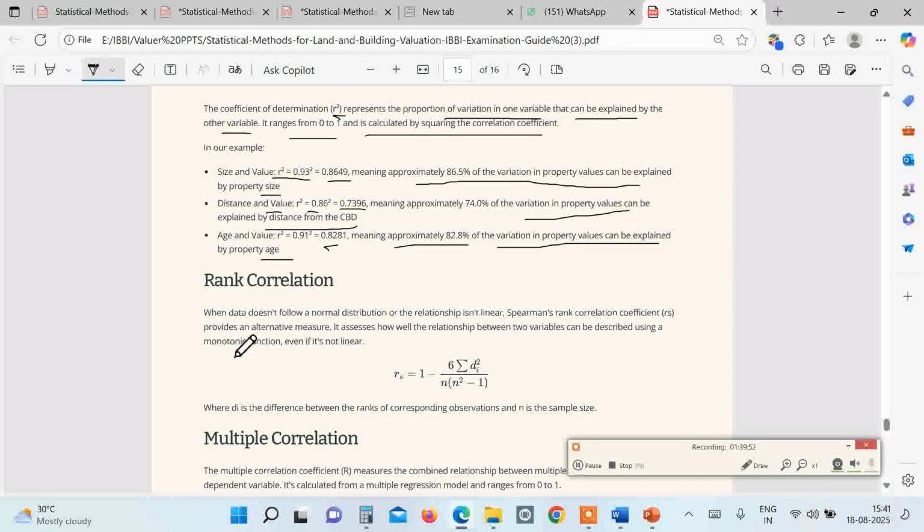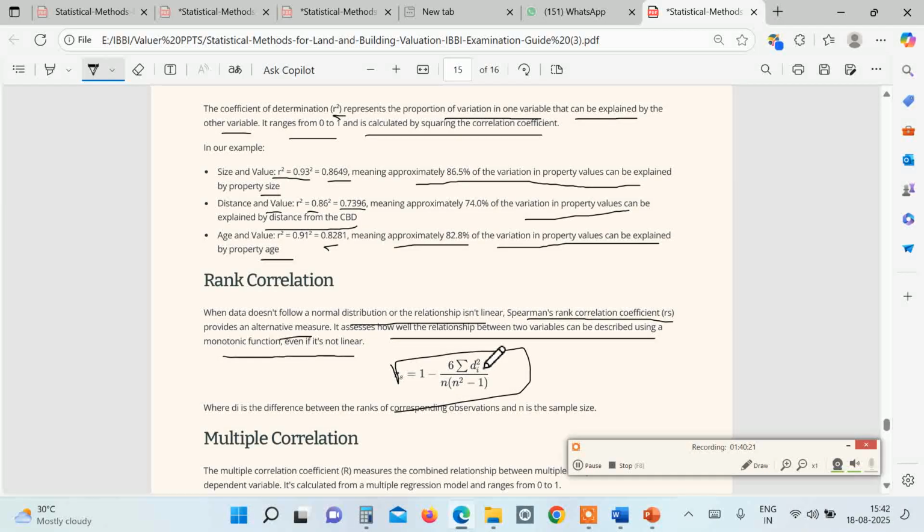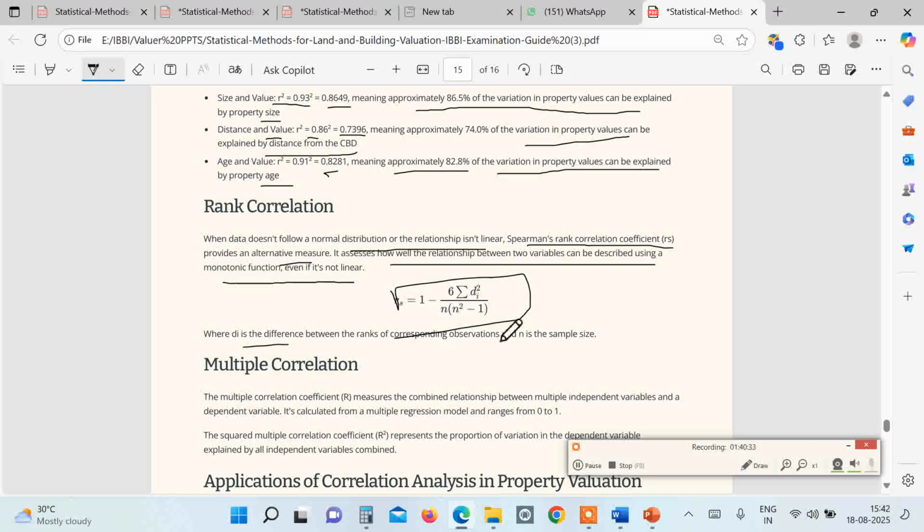Next is rank correlation. When data does not follow a normal distribution or the relationship is not linear, Spearman's rank correlation coefficient Rs provides an alternative measure. It assesses how well the relationship between two variables can be described by a monotonic function, even if it is not linear. Its formula is Rs equals 1 minus 6 sigma di square divided by n into n square minus 1, where di is the difference between the ranks of the corresponding observations and n is the sample size.